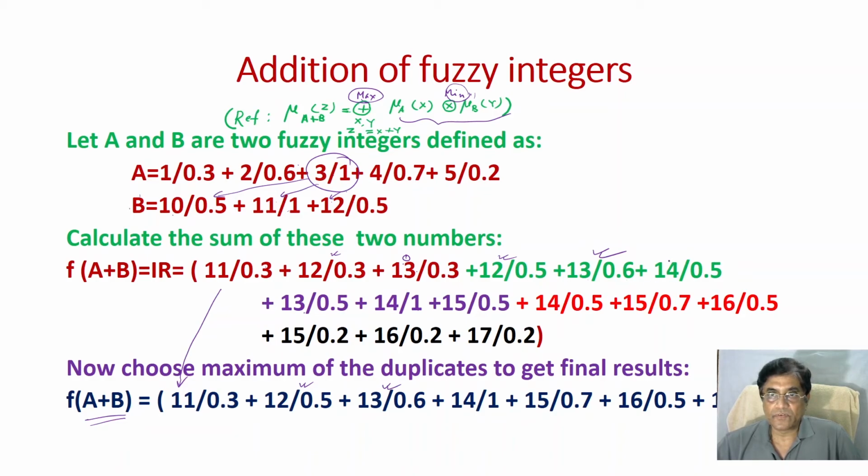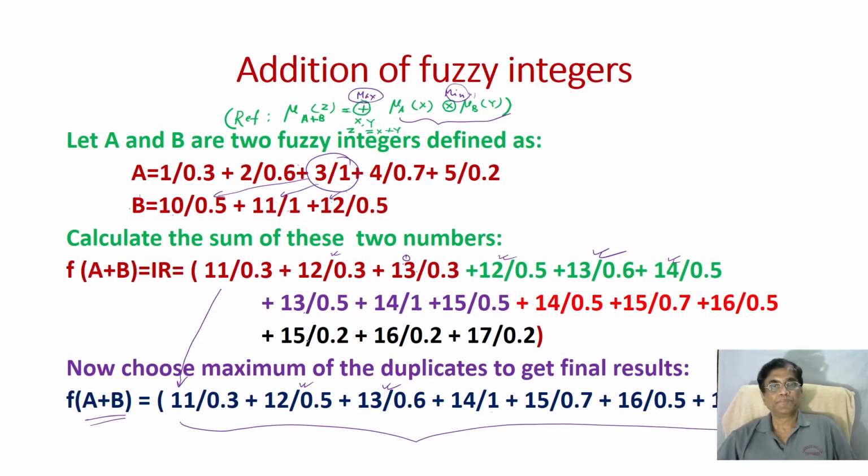Then 14. So like that, you have understood. 14, 1; 14, 2; 14, 3. Three 14s are there, and the maximum membership value is 1. So I have taken 1. So in this way, you have done the addition between the two fuzzy integers, and the result is this.